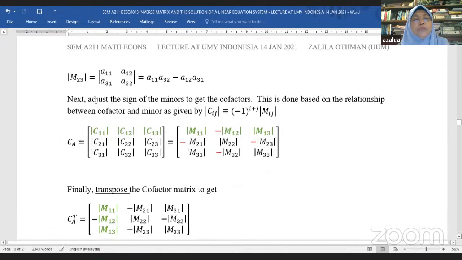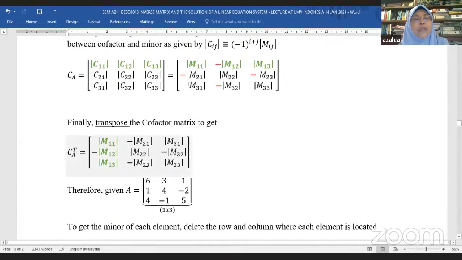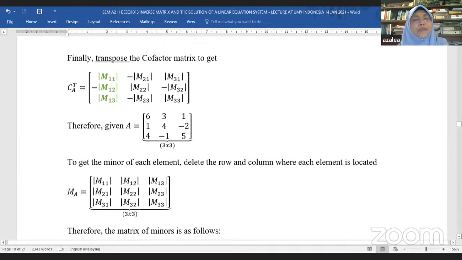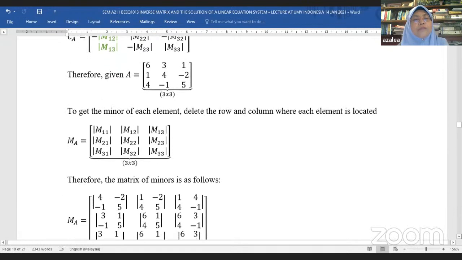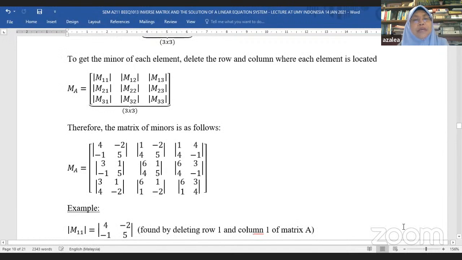All right, now you transpose the cofactor to get this one. So still in symbols, that means the first row will become the first column, like this. So for example, for the 3 by 3 matrix that we have earlier, 6, 3, 1, 1, 4, minus 2, and 4, minus 1, 5, the matrix of minors is as follows. Then you can calculate everything.